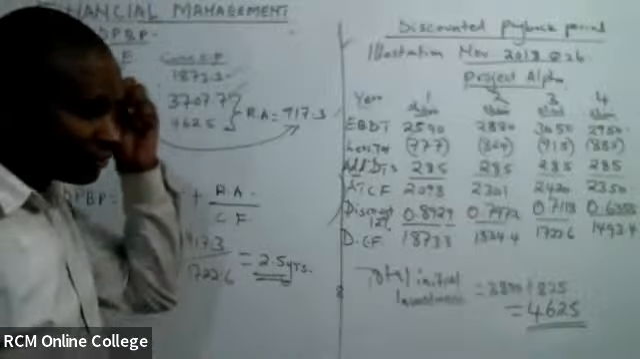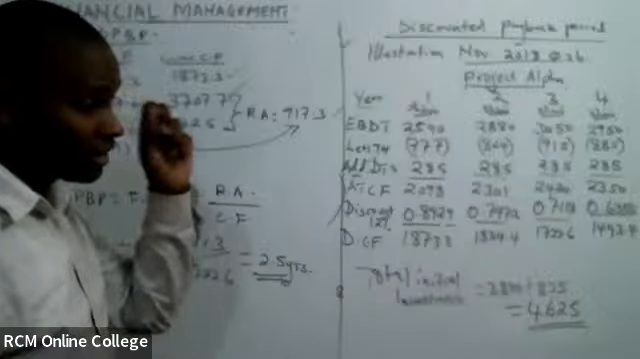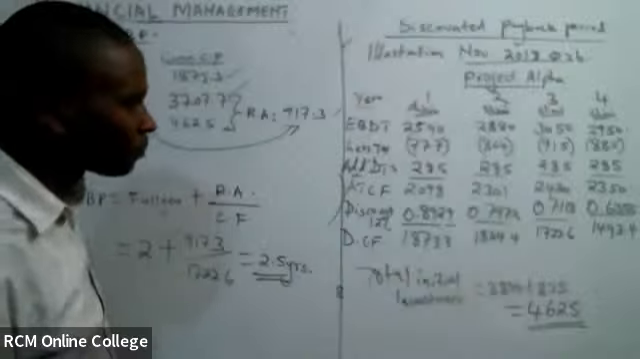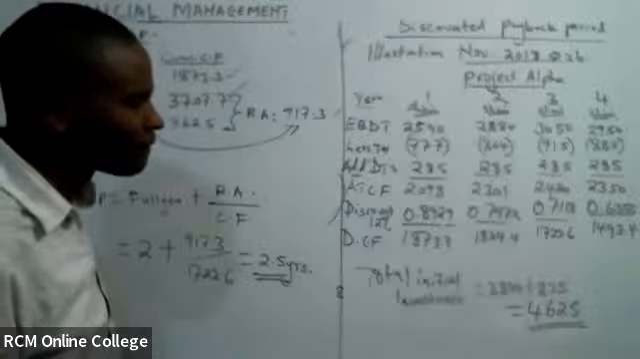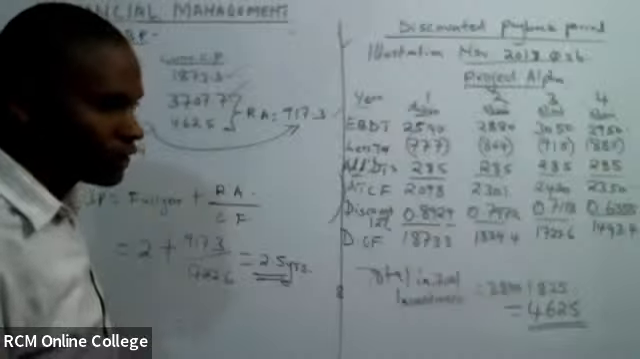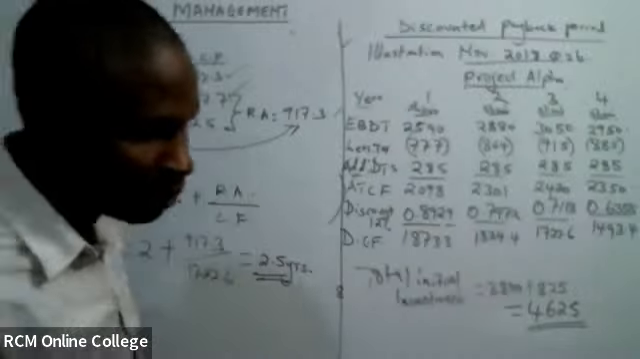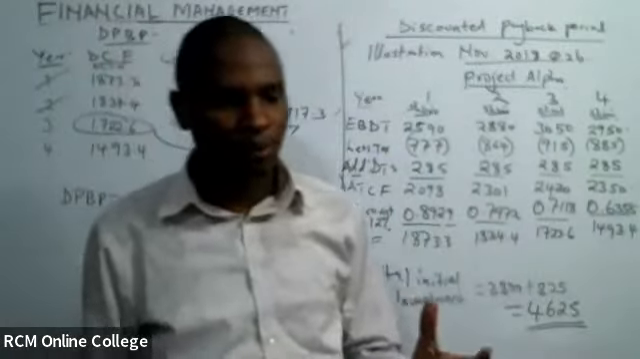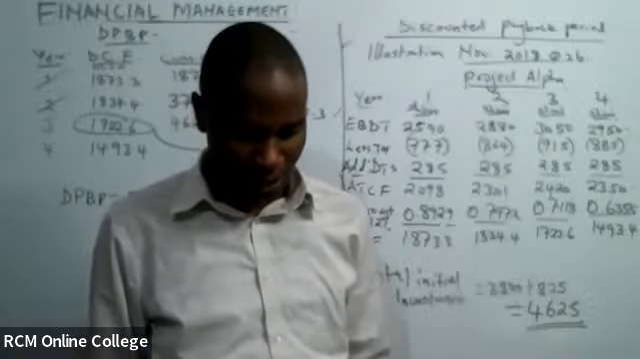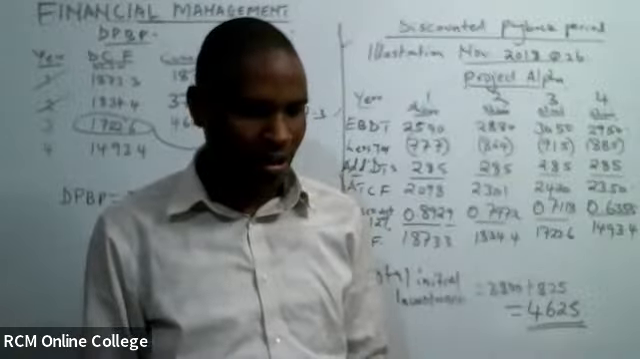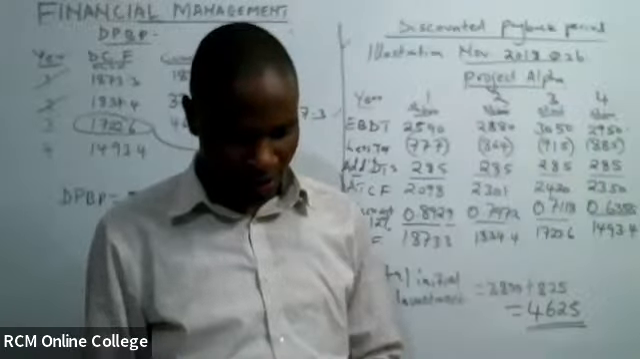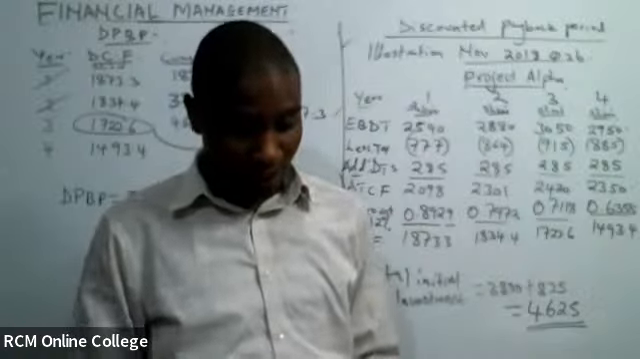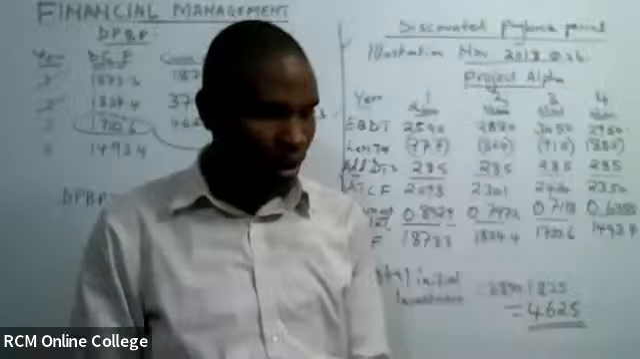Great. Yes, we choose project Alpha since it has a quick recovery. It has a shorter period to recover what? It will take us just 2.5 years to recover the initial outlay. And the other project will take us 3.9 years, almost 4 years, to recover that. So that is it. Let's go to the final appraisal technique.